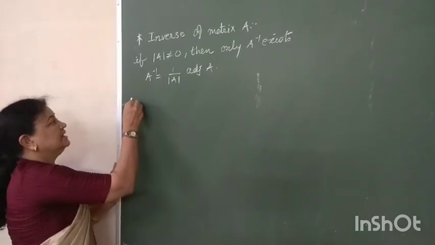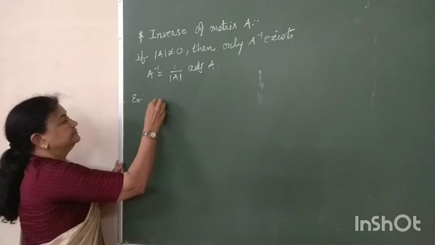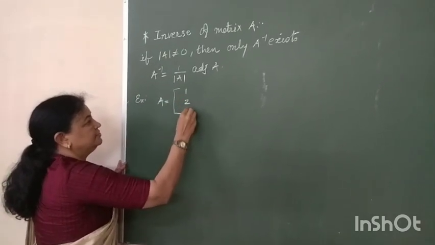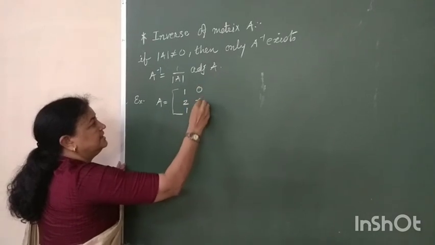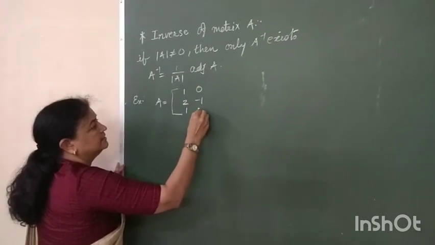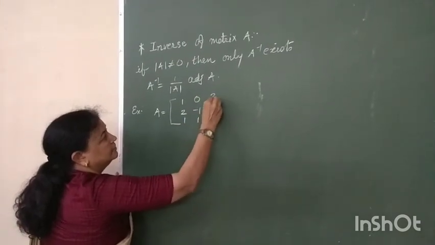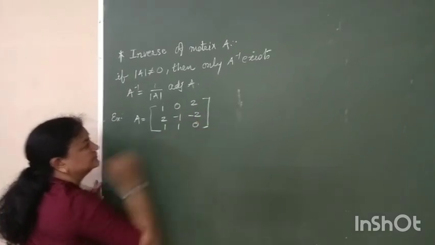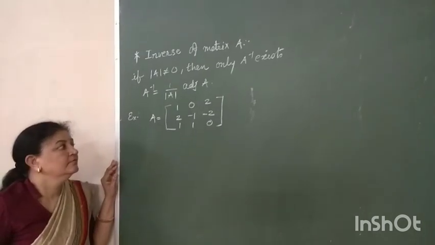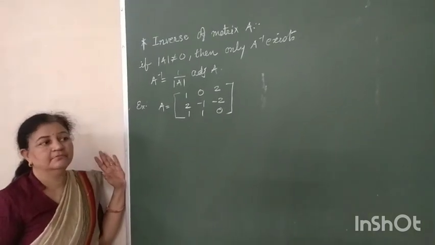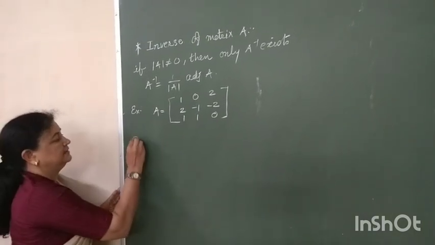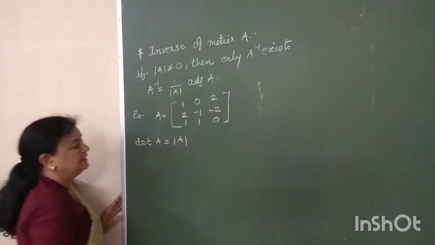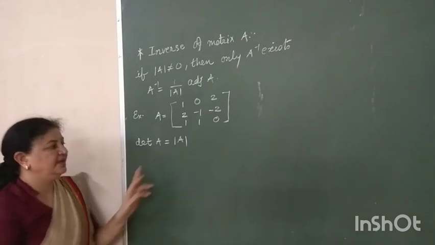I am taking one example. A is equal to [1 1 0; -1 1 2; -2 0]. First of all, I have to check the determinant of A, which is written in this way.